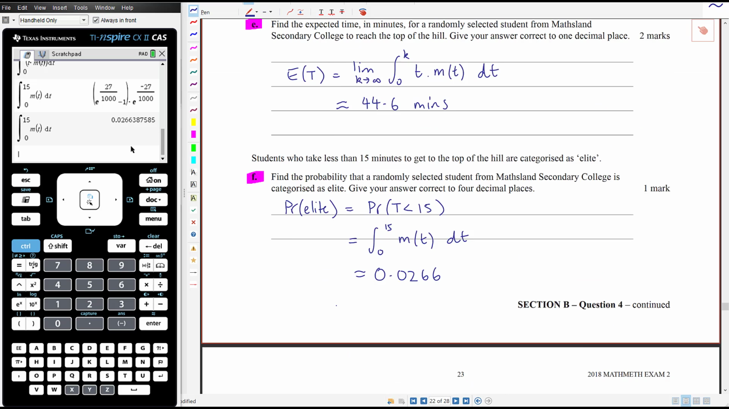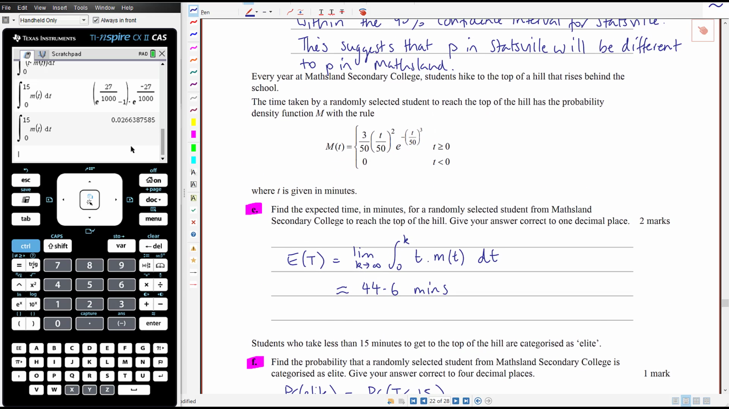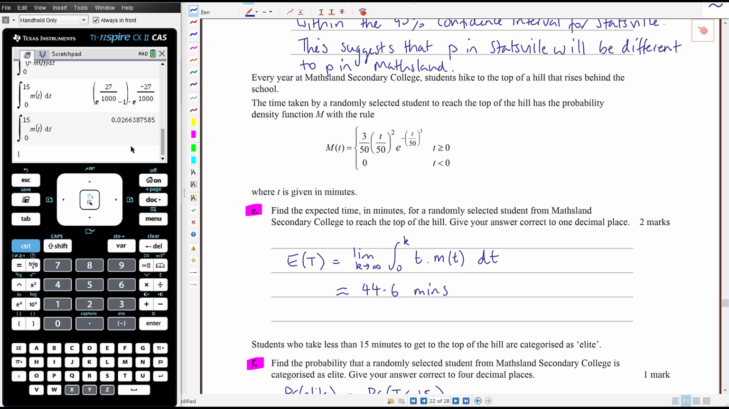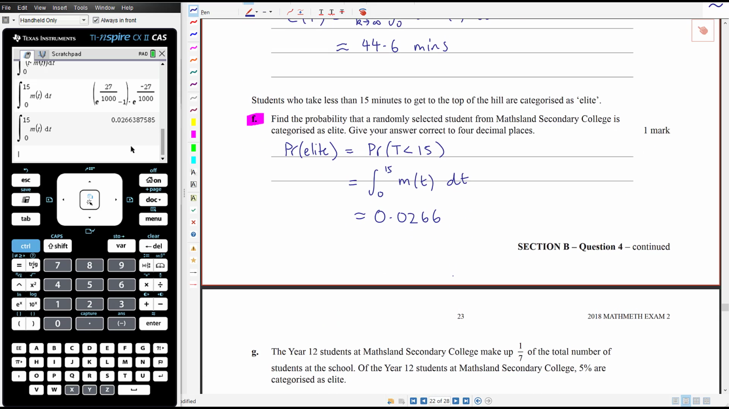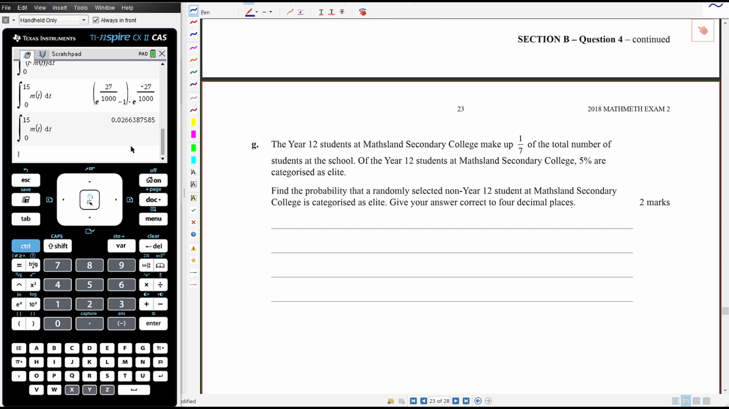Okay, so I'm just checking what the definition here was. So this is not just for Year 12, it's a probability density function, so that's for everyone. So this is the probability that any student is categorised as elite. So we want to work out the probability that a non-Year 12 student is categorised as elite. If you think about it, you can have someone who is Year 12 or non-Year 12, and then they can be elite or not elite.